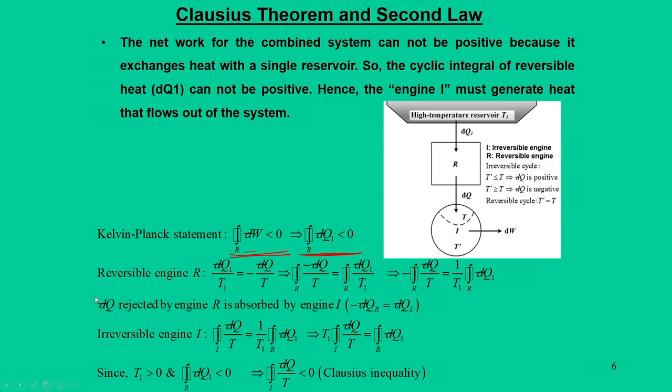Same philosophy, if it is represented in a mathematical form, what can we write? First, based on the Kelvin-Planck statement, we can write that the integration of dW for this reversible engine is less than 0. So, this means dQ1 is also less than 0, because this reversible engine is interacting with the high temperature source at temperature T1 by receiving dQ1 amount of heat. The temperature reservoirs that this reversible engine interacts with are nothing but T and T1. Based on this, we can write the ratios of heat to temperature: dQ1 by T1 is equal to minus dQ by T.